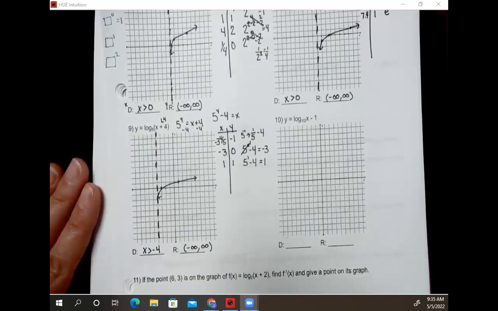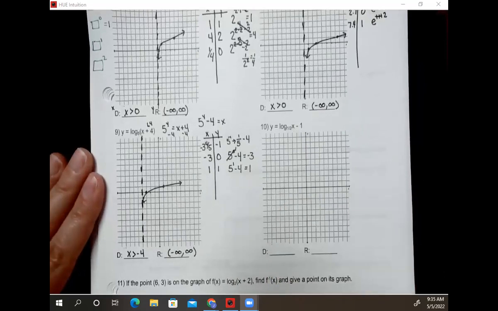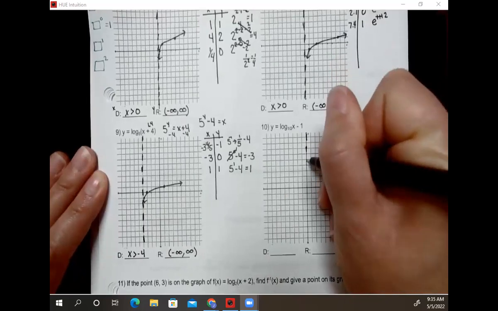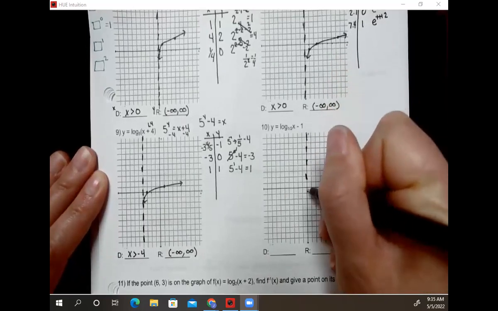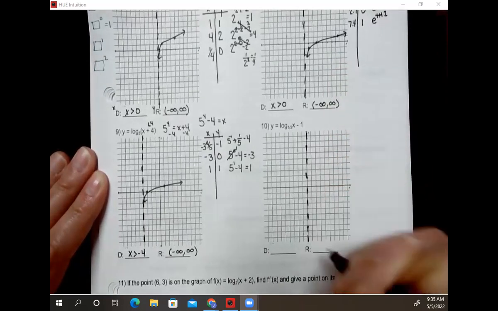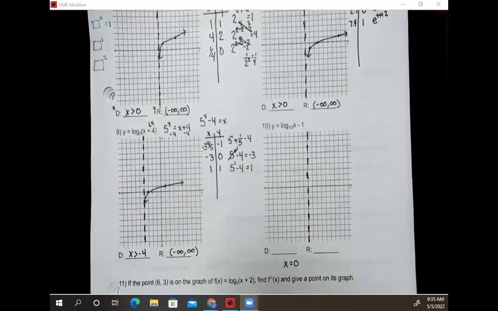Our last graph for today is number 10. I'm going to start with my asymptote. There's nothing in parentheses with x here, so that means my asymptote doesn't move. It's going to stay on the y-axis when x equals 0. I didn't ask you to write an equation for the asymptotes here, but if I were to, x equals 0. I want to make sure I write that whole equation. Okay, just like with your asymptotes for our exponential graphs, write the whole equation, not just the number.